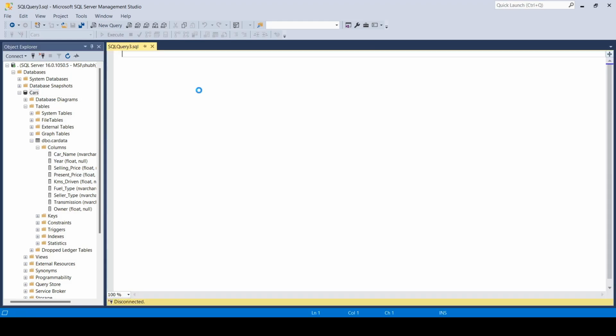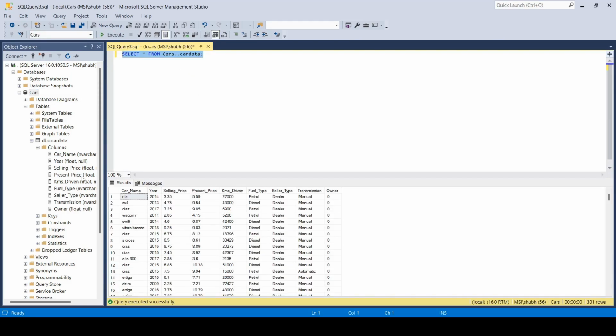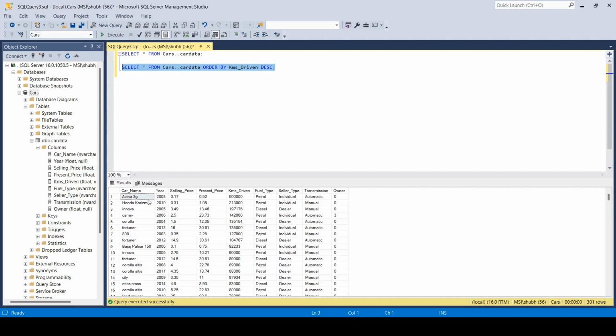Let's see. Also in columns you can see column name and its data type. As we can see here, the data will be here. So first of all, let's order the data by kilometers driven, and let's see which car was driven most. So as we can see, Activa 3G was the car which was driven most.